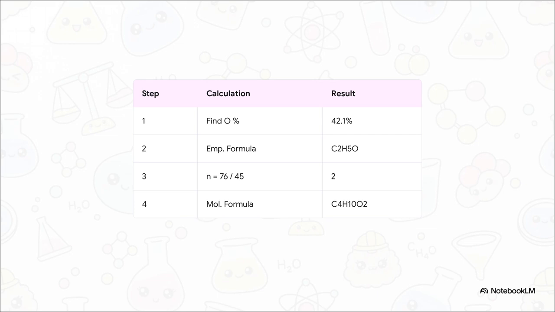Step 1, find that missing oxygen percentage by subtracting the given percentages from 100. That gives us 42.1%. Step 2, use that 5-column table we just talked about to find the empirical formula, which comes out to C2H5O. Now here is the critical step. You have to divide the given relative molecular mass of 76 by the empirical mass, which is 45, to find your multiplier, N. So 76 divided by 45 gives you roughly 1.68, which we then round to the nearest whole number, 2. Finally, just multiply the empirical formula by 2 to get the full molecular formula, C4H10O2.